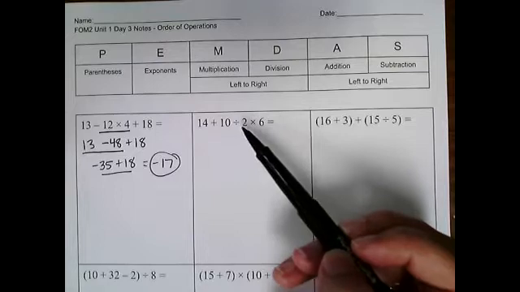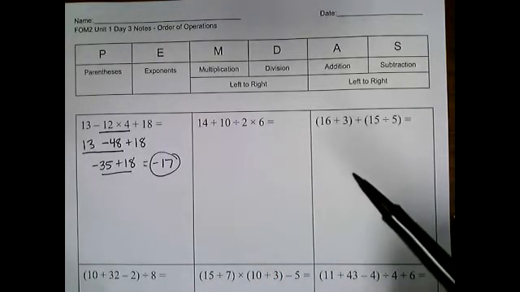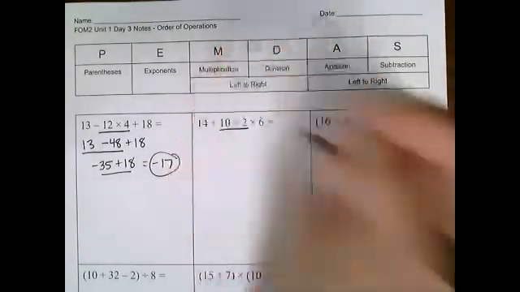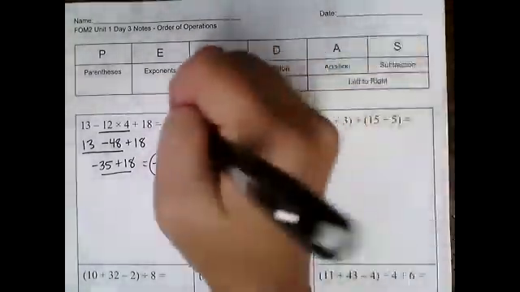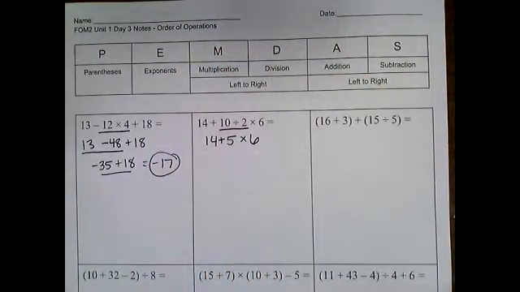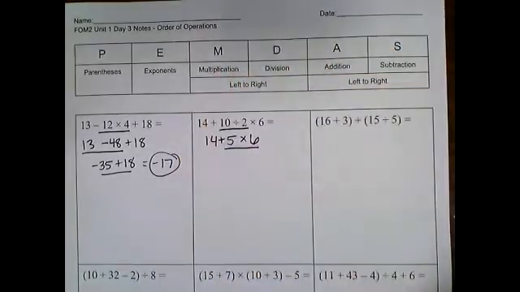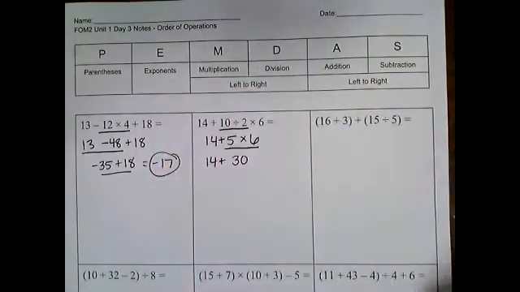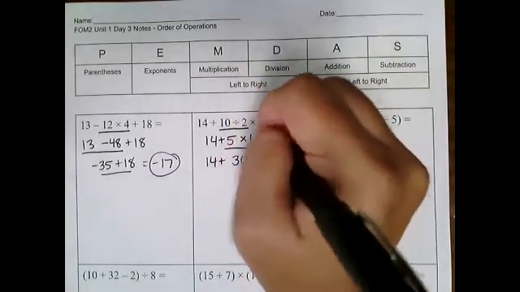14 plus 10 divided by 2 times 6. No parentheses, no exponents. So from left to right, the first thing I find is the division. So first is 10 divided by 2, which is 5. So I'm going to copy down the rest of my problem. 14 plus 5 times 6. Again, multiplication and division. I'm going to do my multiplication first. 5 times 6 is 30. So now 14 plus 30 is 44.